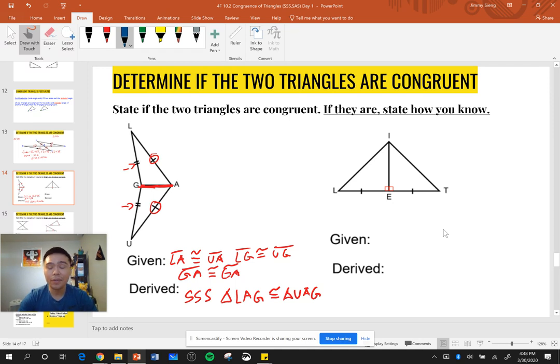Okay. Let's do another one. Go ahead and try pausing this video. I'm not sure if most of you will pause this, but just try pausing it, take a look at it, see what you have, and see if you could write it out, okay? All right. So I can see that I'm given two triangles here. We could say LE is congruent to TE because of those dash marks, right?